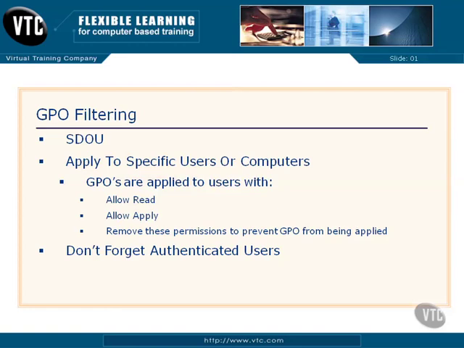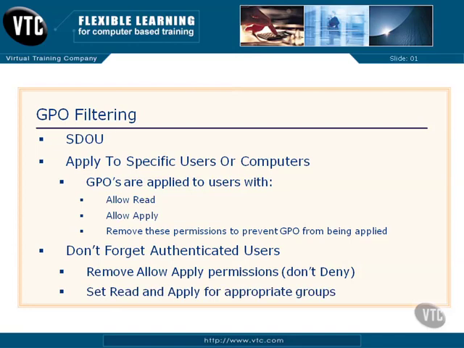Don't forget about your authenticated users group. That's one of those built-in groups, and what's going to happen is if you don't remove the allow apply permissions, then anything applied to them gets applied, and even though you don't see anything else going on, they may be picking up some group policy settings there. So what you need to do is go out to authenticated users, remove that allow apply permission, but don't deny it. If you deny it, then that user is a member of that, and it prevents all kinds of things from happening.